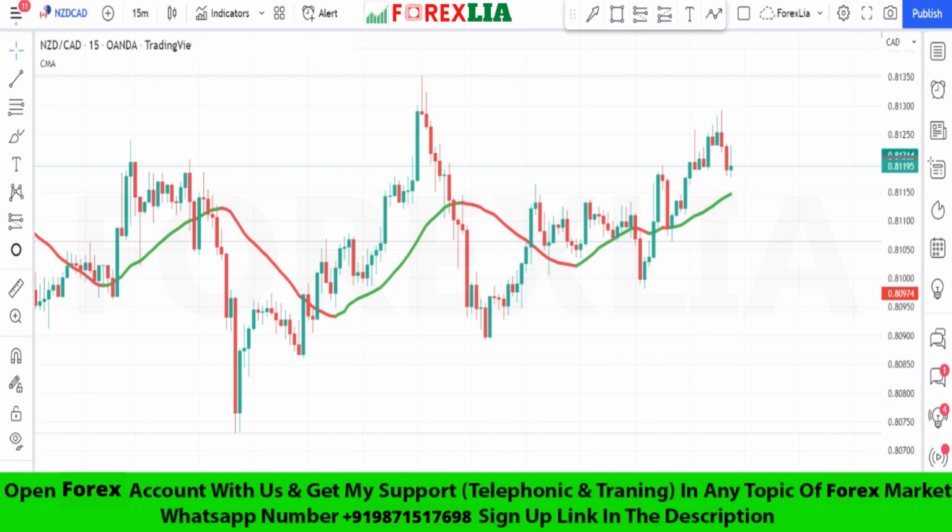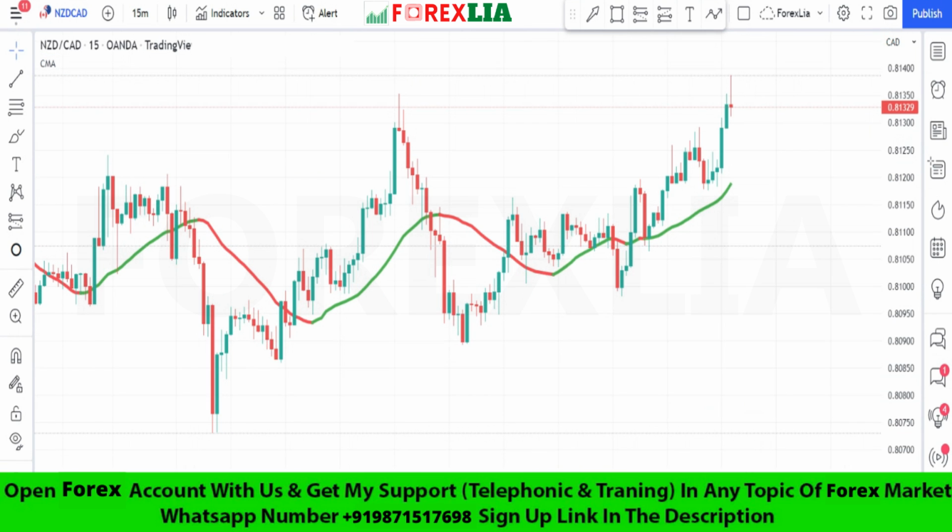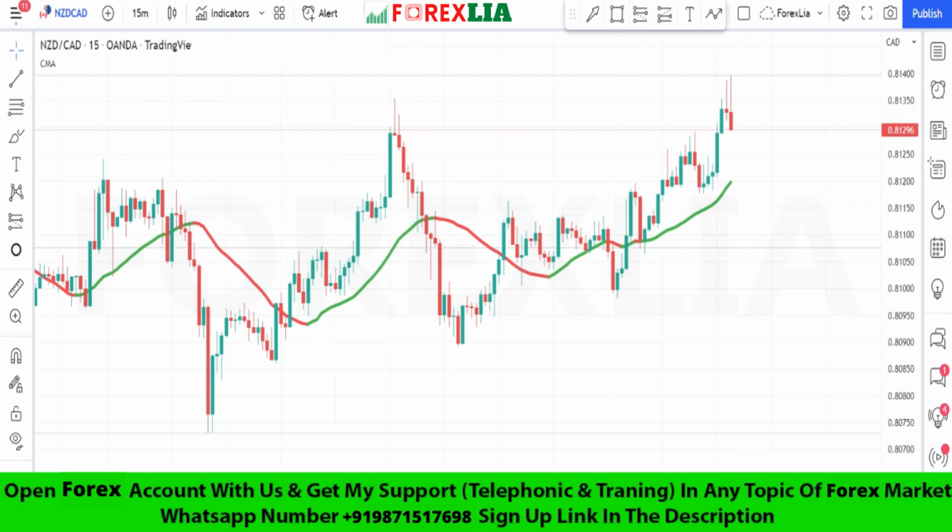If market below colored moving average indicator red line, then we take a sell trade.